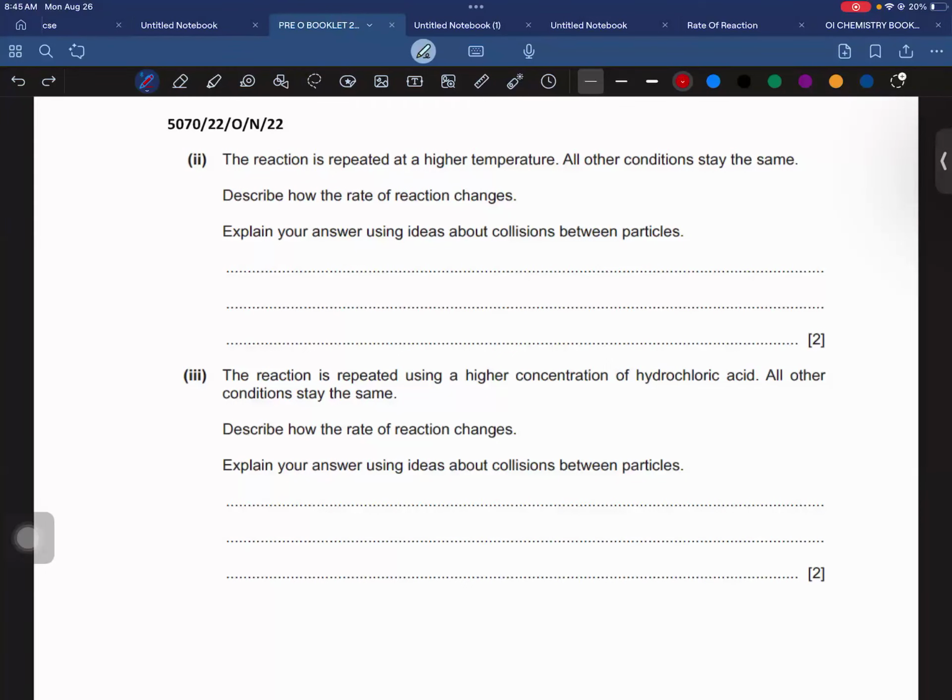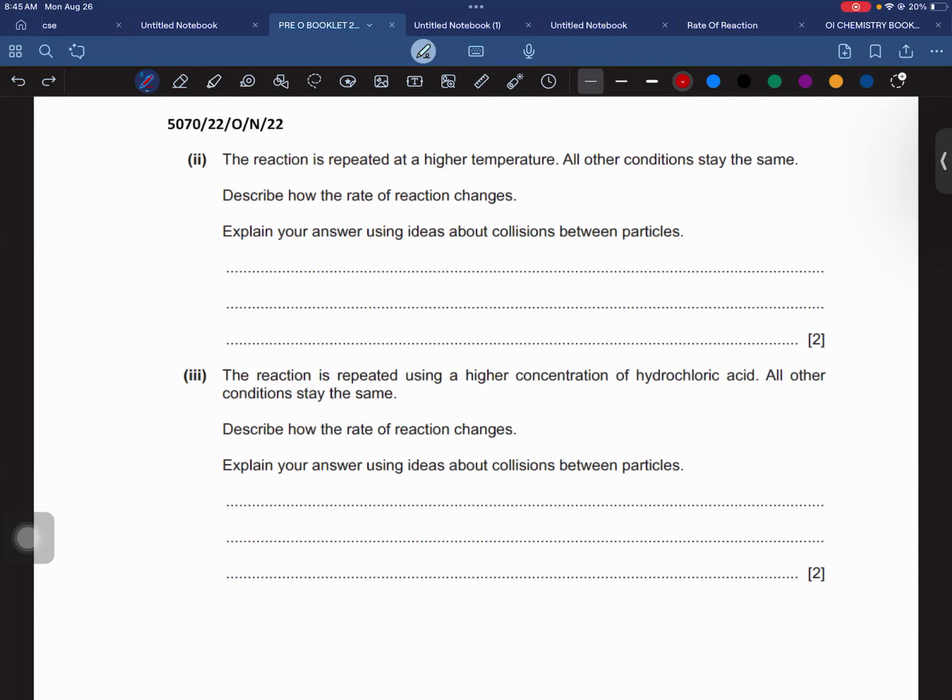Can I answer the first one? Why not? So for the first one, as the temperature is increased, the particle collisions increase, and the energy is above activation energy, so the reaction rate is increased. Nice. Great. Excellent.